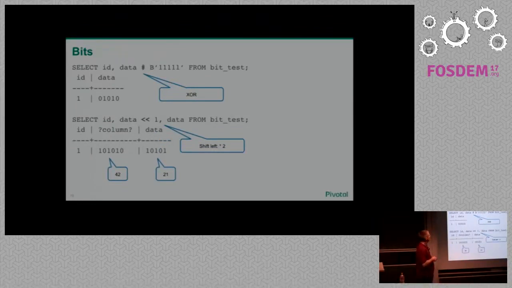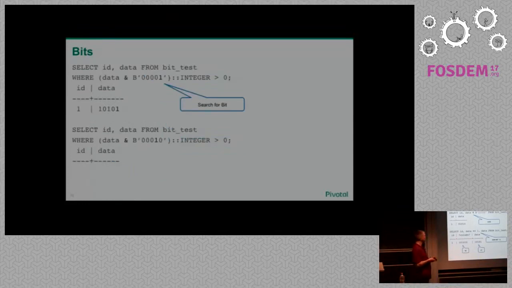I can have XOR. I can do all the bit operations we know from C, like I shift to the left here, which basically means multiplication by 2. You see it's 21 here. I shifted it by 1, so I get 42 as a result. Everything in a database. I don't even have to pull out my data for this.